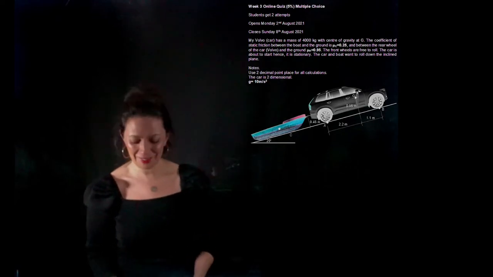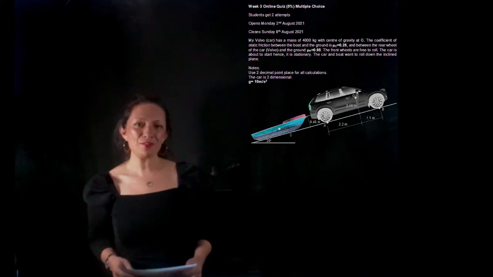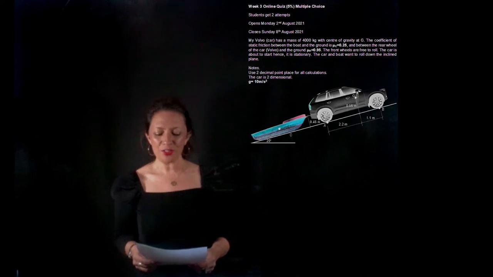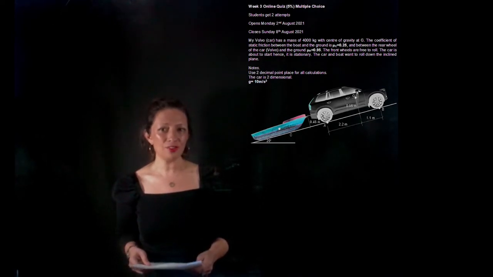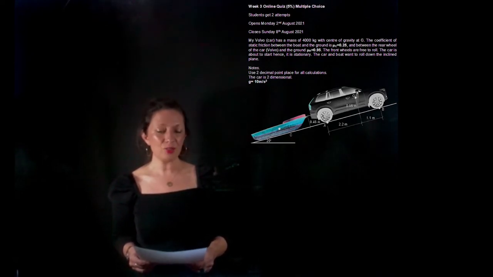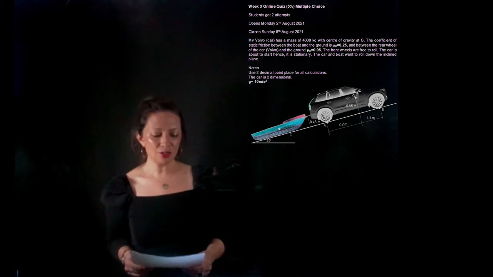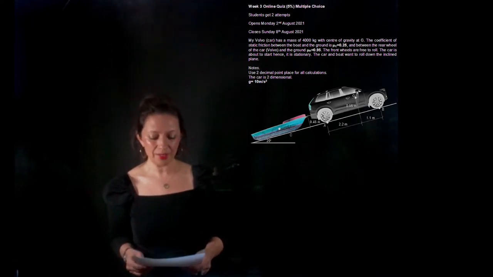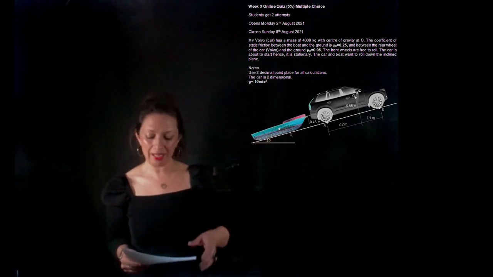Let's take a look at the question. So the question says, my car has a mass of 4,000 kilograms with a centre of gravity at G. The coefficient of static friction between the boat and the ground is 0.25, and between the rear wheel of the car and the ground is 0.95. The front wheels are free to roll. The car is about to start, hence it is stationary. The car and the boat want to roll down the inclined plane.